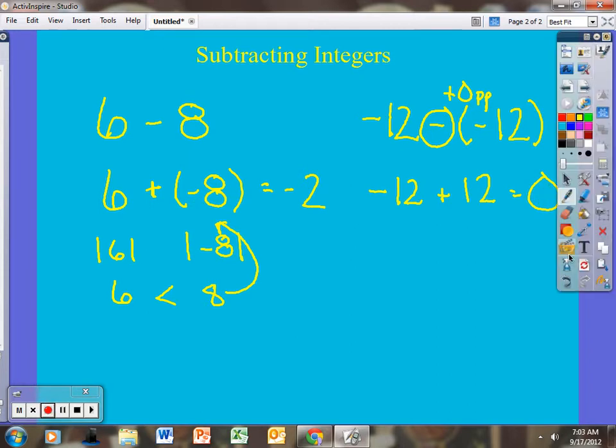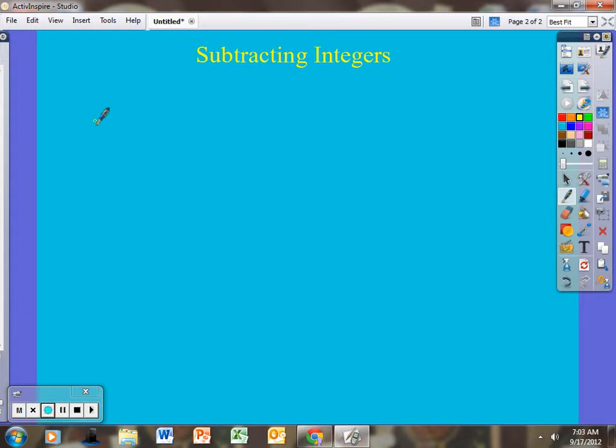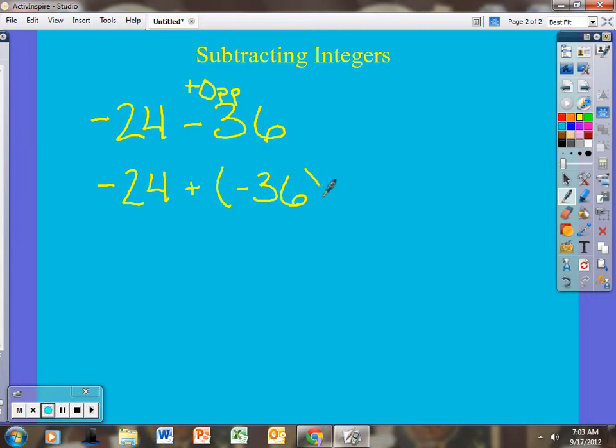If I do a couple more here, I will take, let's go with negative 24 minus 36. Okay, we'll look at this and assume this is a positive 36. I want to add the opposite. So I still keep the negative 24, that first one stays the same, plus the opposite of 36 is a negative 36. Okay, they're both negative, so I know my answer will be negative. 6 plus 4 is 10. 0 in my ones place. That 1, 10. 3 plus 2 is 5, plus 1 is 6, so that would be a negative 60.